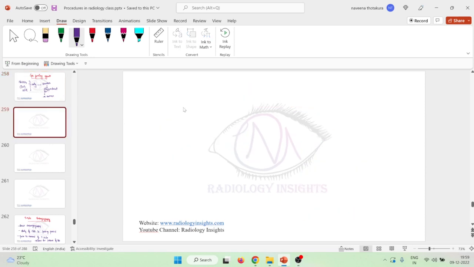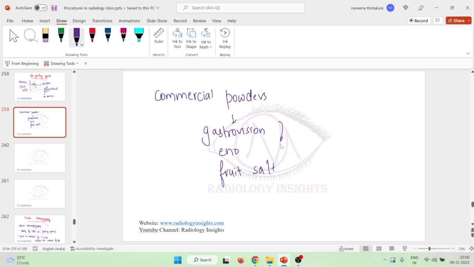Right now, we also have some commercial powders which can be used for gas formation, like Gastrovision, Eno, or fruit salt. All these will cause rapid gas release, and thus these can also be used for double contrast studies.